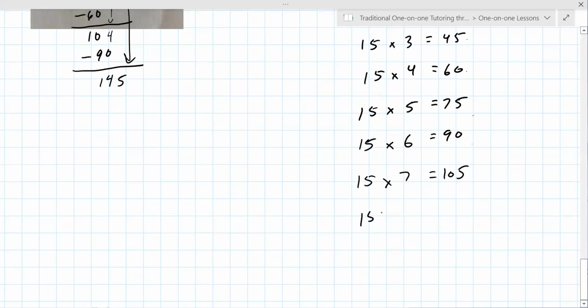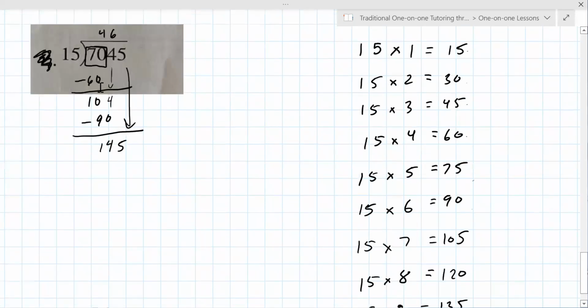We'd have to continue doing the multiplication chart. The closest you could get is 15 times 9, 135. Yeah, because it gets too big there. So we put a 9 here, 135, and a remainder of 10 is your final answer.